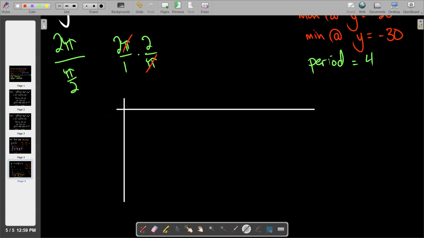So what's the furthest right tick mark? 4. What's halfway between 0 and 4? 2. Smarty pants. What's halfway between 0 and 2? 1. And halfway between 2 and 4 is 3. And that is odd until you just accept it and then you go, remember, pi is just a number too. It just happens to be a very specific irrational number.